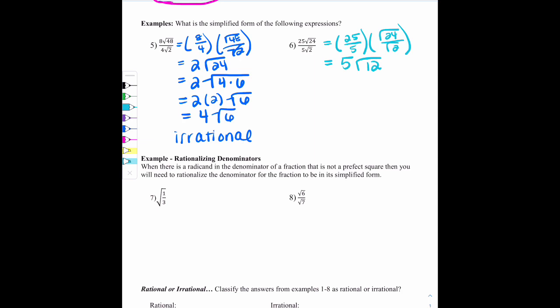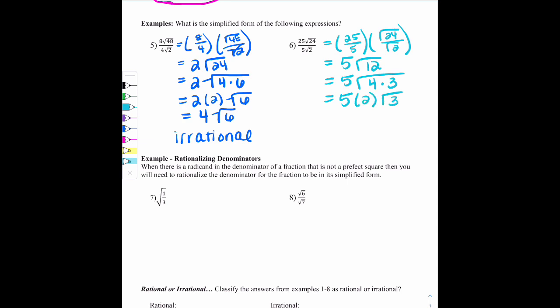So again, we check to make sure it can't be simplified, but it can. 12 can be broken down. So this will be 5 times the square root of the largest perfect square that is a factor of 12, which would be 4. And we would have to multiply it by a 3 to make it the 12 we need. So we have 5. Can I take the square root of 4? Yes, I can. It is 2, so it comes out from underneath.